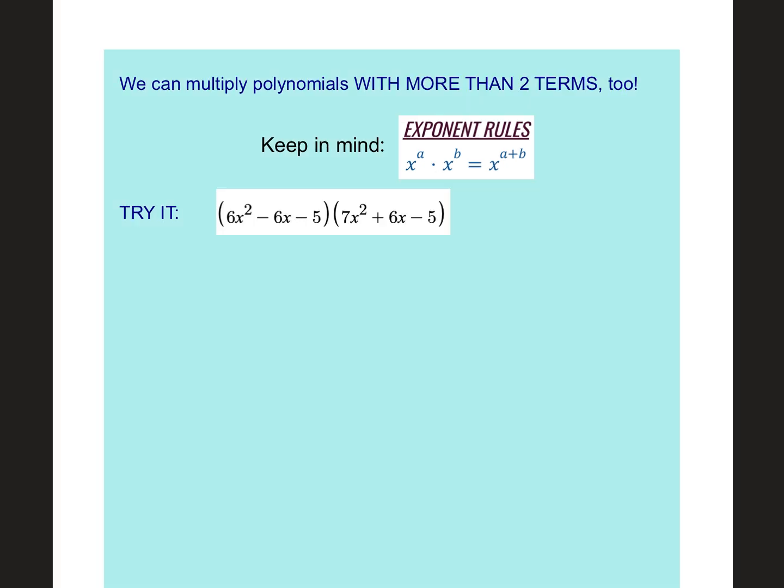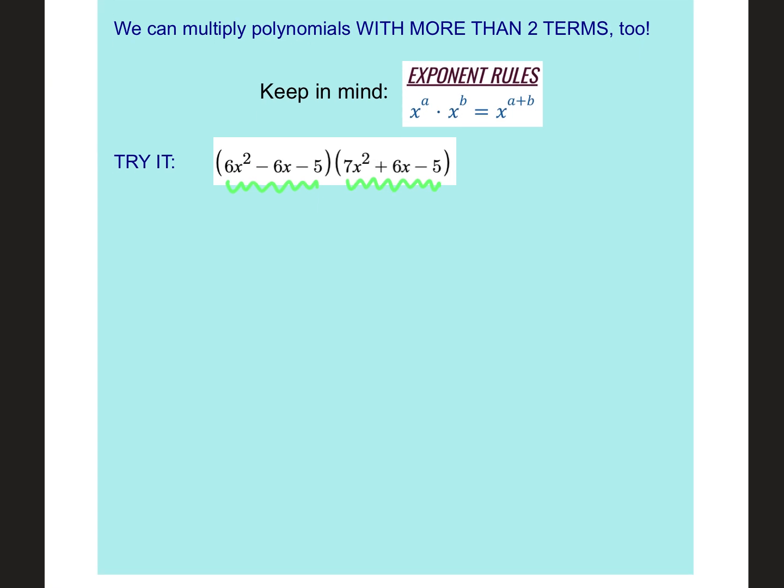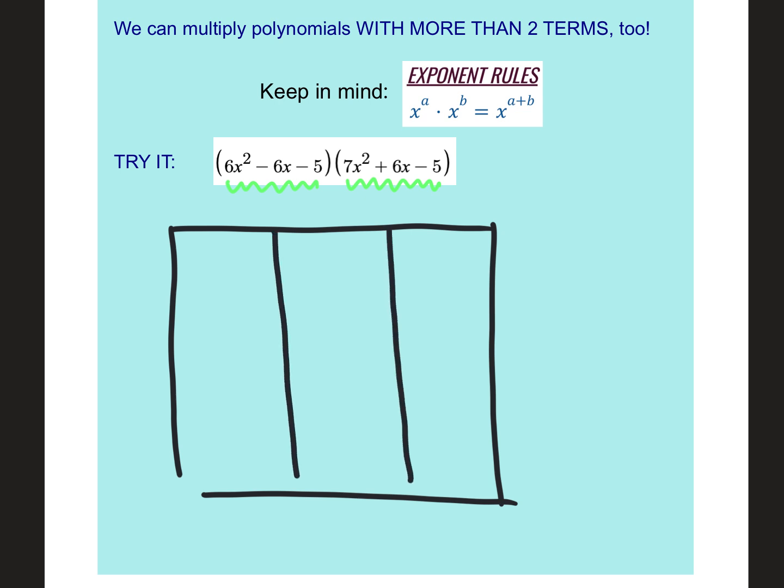All right, this last one that we're going to see is the most complicated. It has 3 terms in each polynomial getting multiplied together. I'm going to show you another option for how you can organize this multiplication other than the distribution method. So this last one I'm going to do through what is called the box method. And I'm going to start by drawing a big box. Then I'm going to divide the box up into 3 columns and 3 rows.